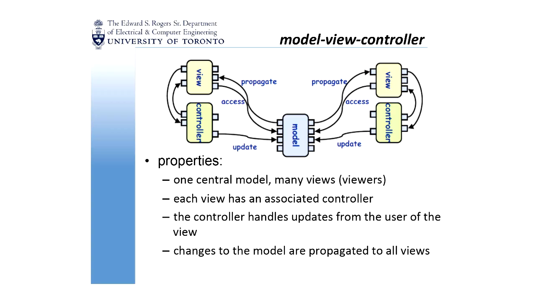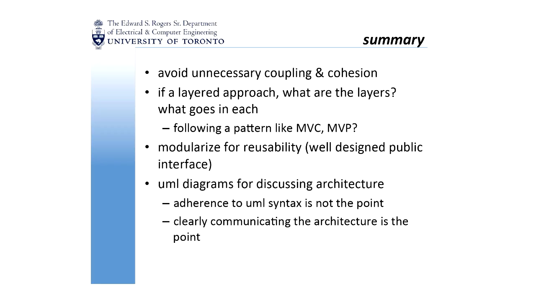One of the most famous patterns is the Model View Controller, or the MVC. You have one central model and many views. Each view has an associated controller to handle user updates. When the model changes, those changes are automatically propagated to all views, ensuring the user interface stays in sync with the underlying data.